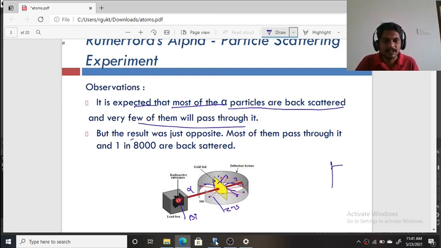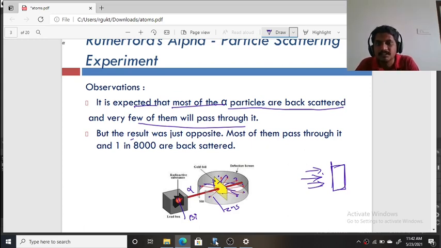What do you expect generally if you place something in the path of anything? For example, if you place a wall in the path of water, what do you expect? Water reflects back. In the same way, Rutherford, Geiger and Marsden also expected that most of the alpha particles would return back, but the result is quite opposite. Most of the alpha particles are scattered and very few reflect back, and this led to the discovery of the atomic nucleus.